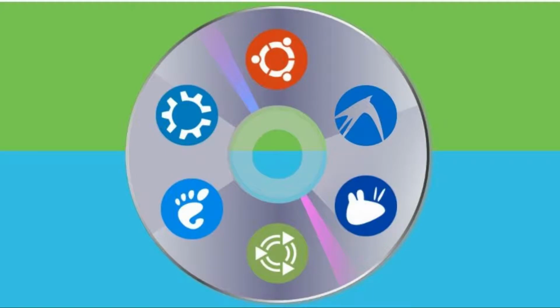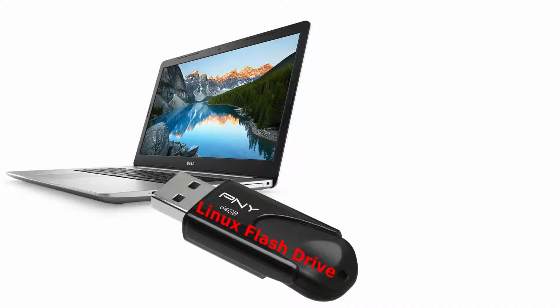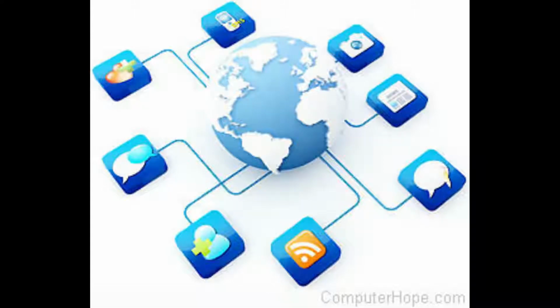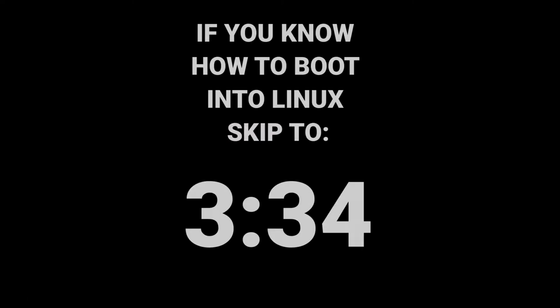Now we will download a Linux ISO, install it on a flash drive, and boot from it. For this you will need a computer with internet access, and the flash drive itself. If you know how to boot into the Linux operating system, you can skip to this time, where we will continue with the removal of Cortana.